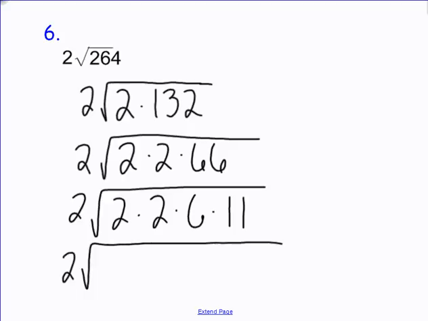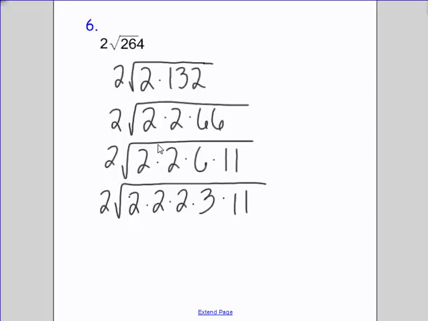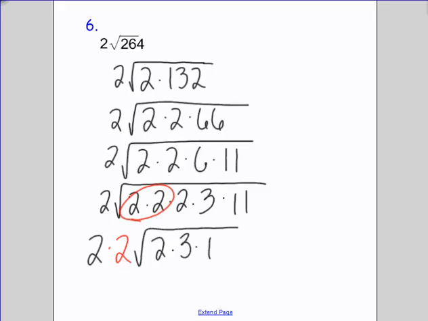Notice as I'm doing this, I'm rewriting this every time. And then 6 is 2 times 3, and then 11. So now I'm looking for pairs. Since all these numbers are prime, I see a pair of 2's, and that's it. So the 2 from before, the 2 I can take out. And then everything left over, I'm going to multiply out. So what I'm left with is 4 radical 66 as my answer.